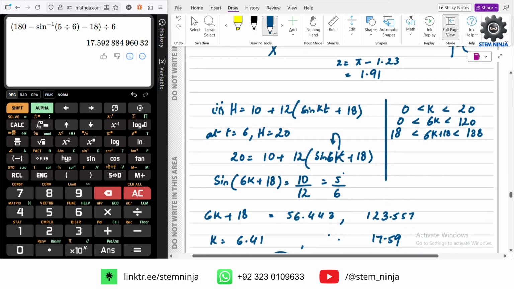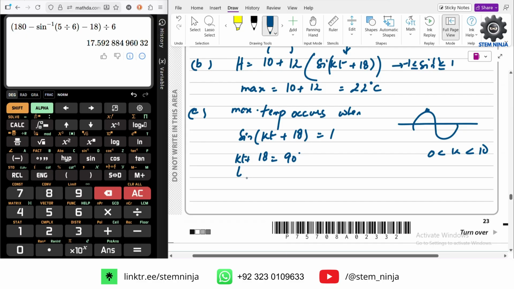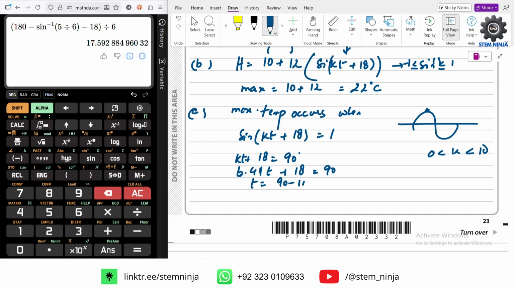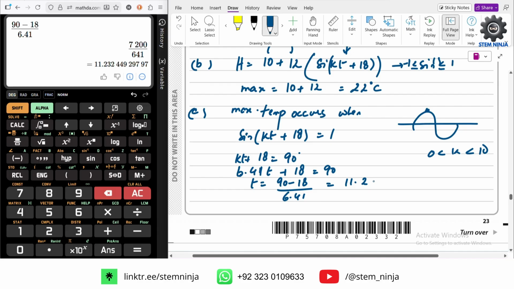Right, so we can apply the k value over here because they said k is between 0 to 10. So we can use 6.41. So 6.41t plus 18 is equal to 90. So t would be 90 minus 18 over 6.41. 90 minus 18 divided by 6.41 is 11.232.